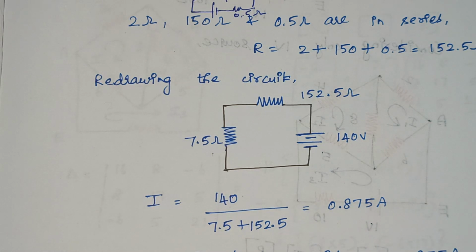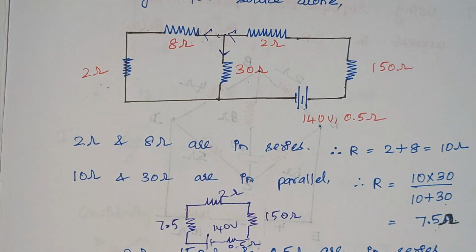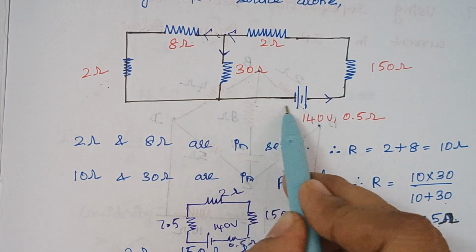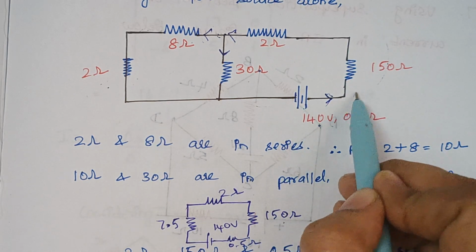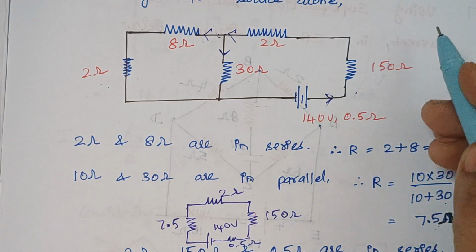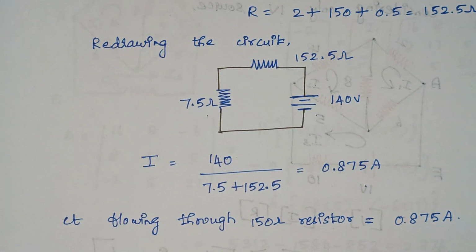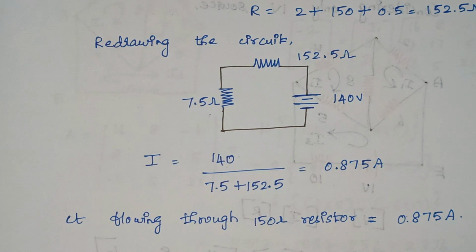Now we are going to calculate the current that flows through this 150 ohm resistor. When you look at this diagram, it is quite simple, because the total current that flows from this 140 volt source flows through this 150 ohm. Therefore the current flowing through this 150 ohm is nothing but our total current, that is 0.875 amps.